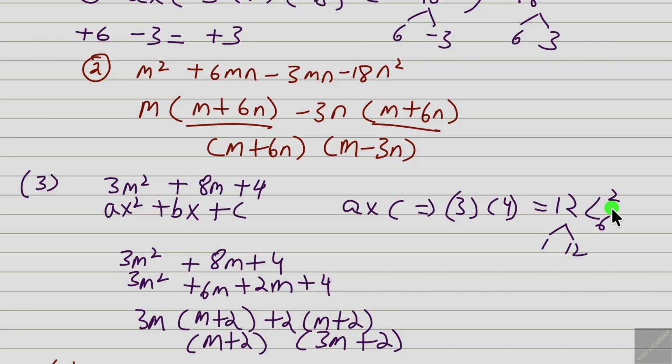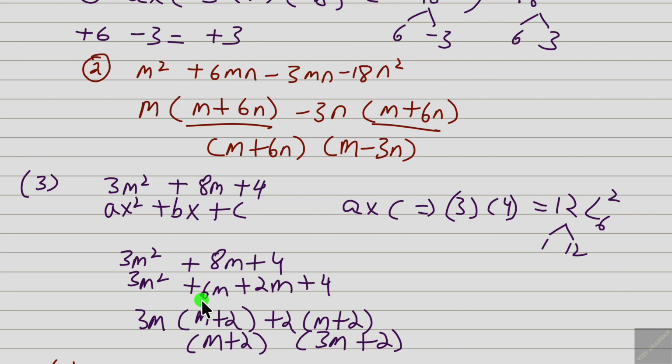We can find other factors also, 4 and 3, but we can only use 2 and 6 because 6 plus 2 is equal to 8. So we will split it up: 3m square plus 8m plus 4 is equal to 3m square plus 6m plus 2m plus 4. 6 times 2 is 12.